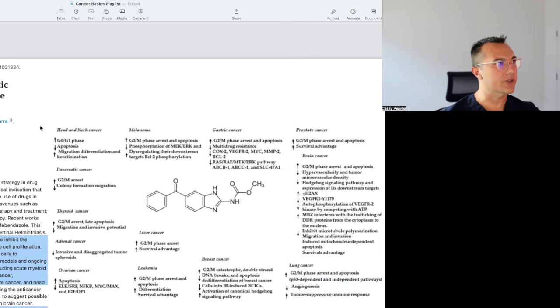And it had a graphic associated with this paper where it's kind of looking at what they found in each of these types of cancers, whether it be head and neck cancer, melanoma, gastric cancer, prostate cancer, brain cancer. Seems like it's been heavily studied for GBM and brain cancer, lung cancer, breast cancer, liver cancer, leukemias, ovarian cancer, adrenal cancer, thyroid cancer, and pancreatic cancers.